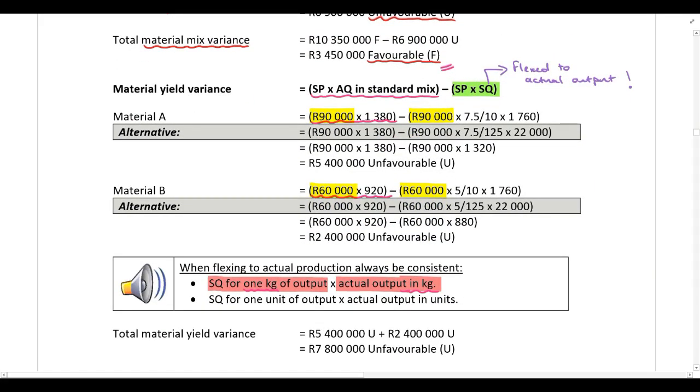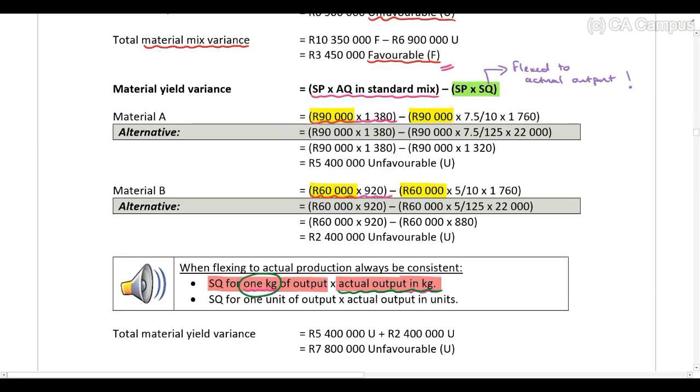According to the standard, they should input 7.5 kilograms in order to make 10 kilograms of output. So just divide that by 10 so that you get the standard quantity for 1 kilogram of output, because the 7.5 kilograms is for 10 kilograms of output. We want the standard quantity for 1 kilogram. So just divide by 10. And then you need to multiply that by actual production in kilograms, which is 1,760 kilograms.